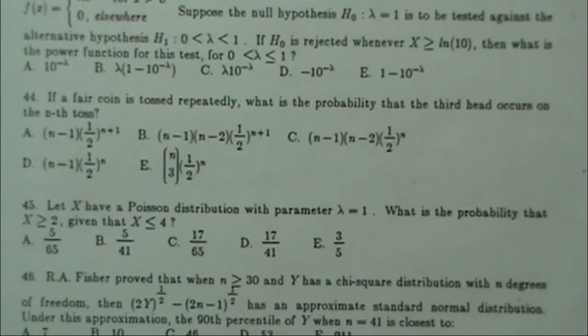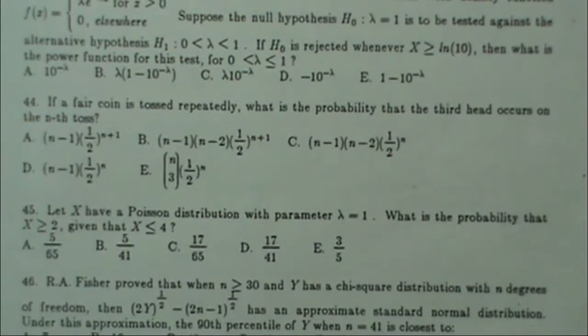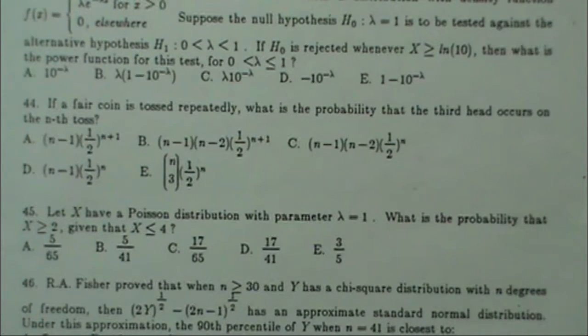Number 44. If a fair coin is tossed repeatedly, what is the probability that the third head occurs on the nth toss?